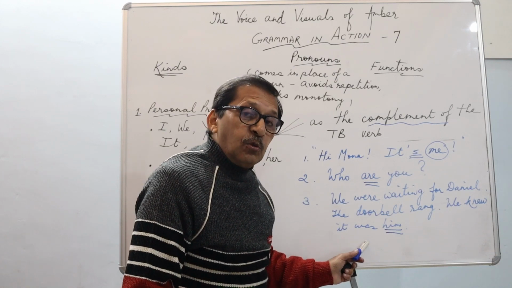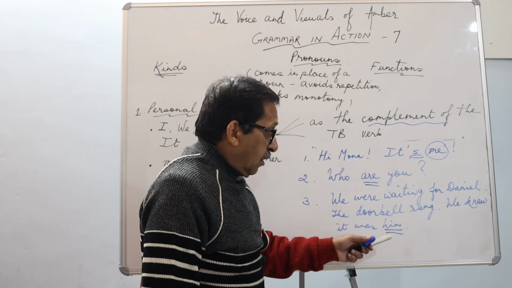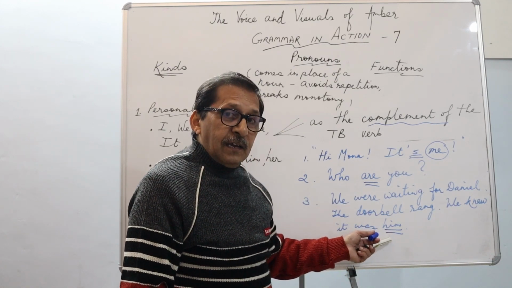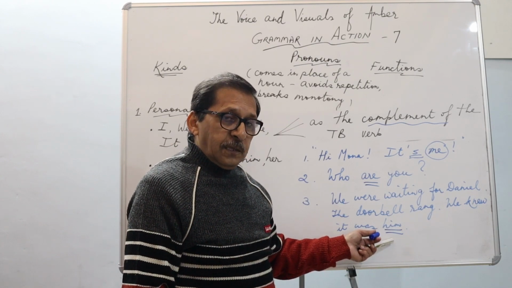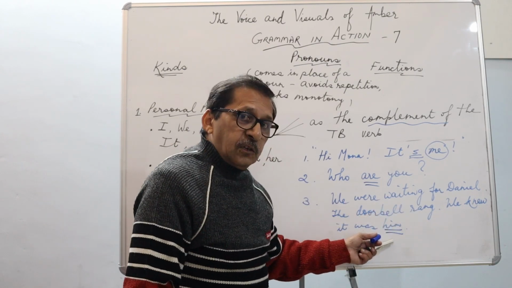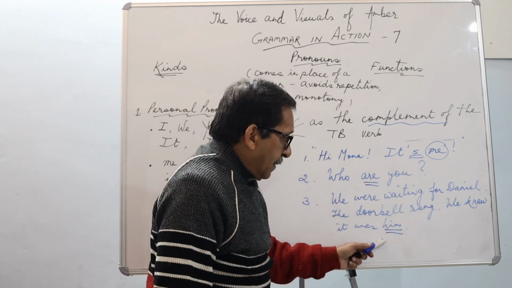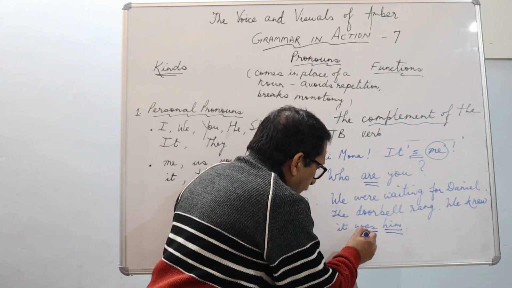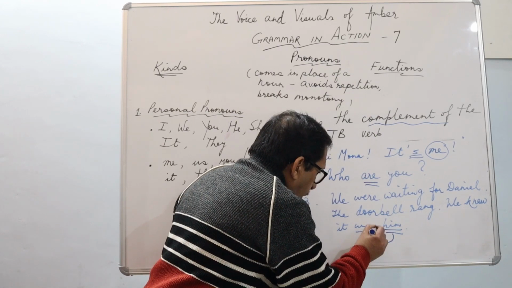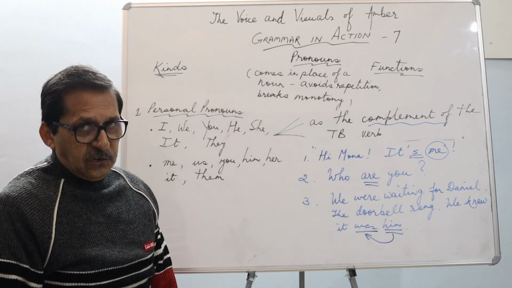But then that would be too formal. So him is a better and a more appropriate alternative over here. So we knew it was him. That is coming in place of Daniel and acting as the complement of the to be verb was.